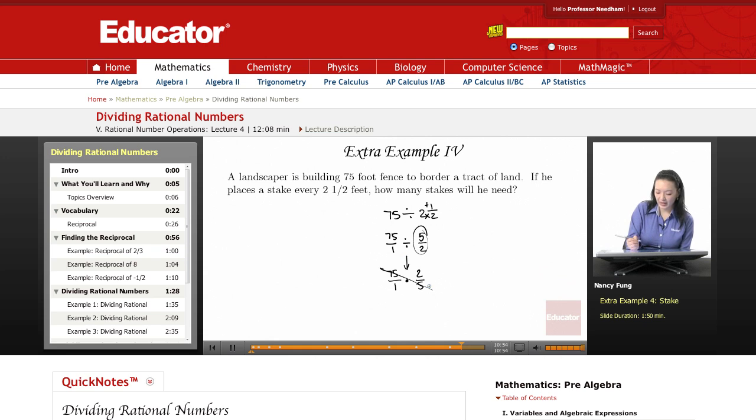I can cross simplify here and get my numbers a little smaller. Oops, 75 divided by 5 goes in 5 times, so not 25, but 15. It's always better to check your work than take a guess there. 15 times 2 is 30, and 1 times 1 is 1, and that simplifies to 30.